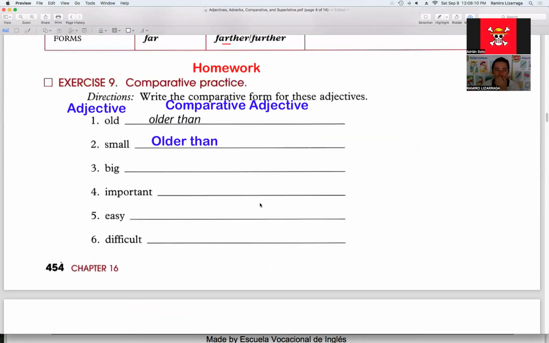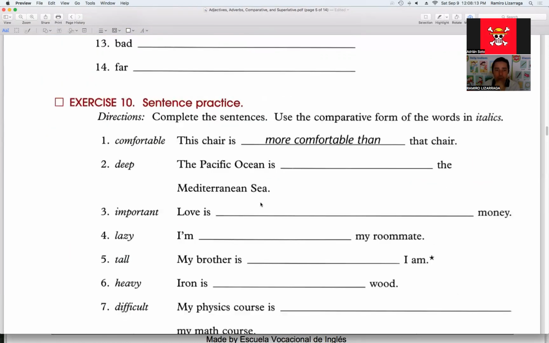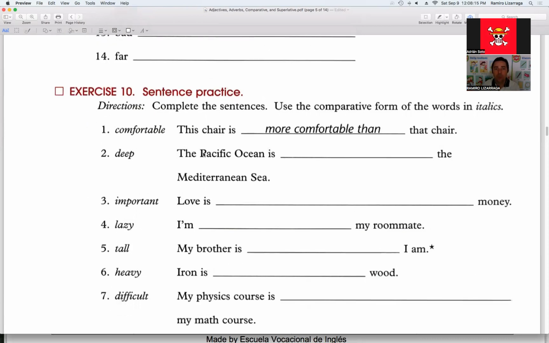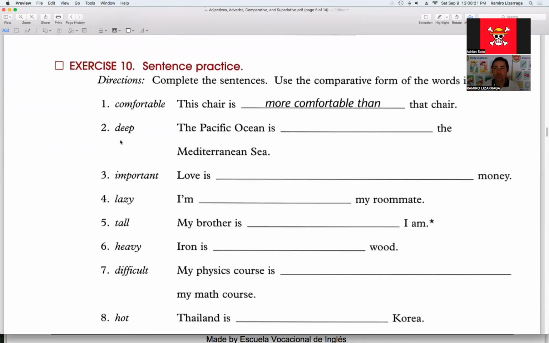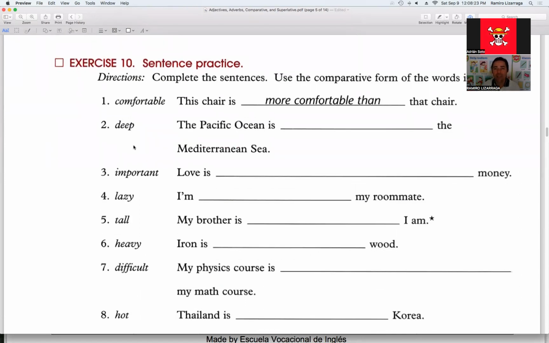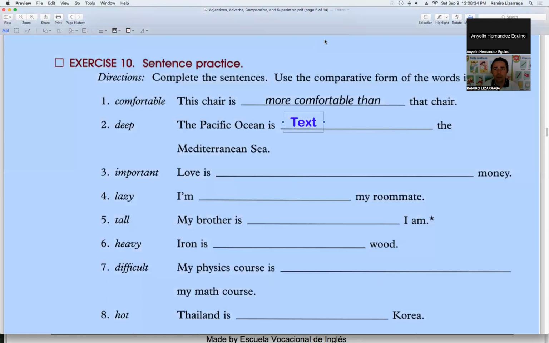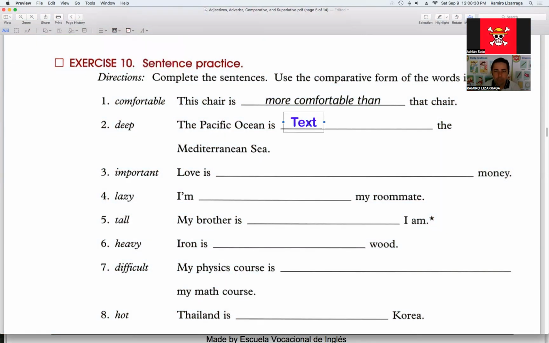Let me see. Number 2, who wants to do number 2? Deep. It's 1 syllable. What do we have to do with adjectives that have 1 syllable? The Pacific Ocean, what's going on with the Pacific Ocean? Go ahead, Nieli. We have deep, deep, deep.